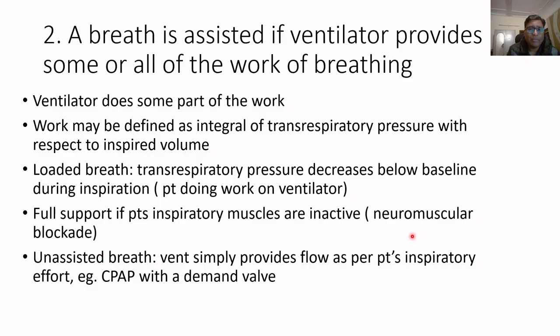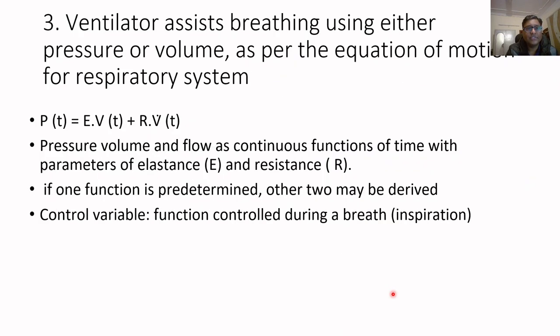If the patient is totally paralyzed by, say, neuromuscular blockade, then the ventilator will be fully supporting. And a typical unassisted breath is one where the ventilator is simply providing flow as per the patient's inhalation demands. A typical example is CPAP with a demand valve. But the important thing to note is that assistance is a term attributed to the patient effort. It is not a type of breath. We'll look at this in further slides.